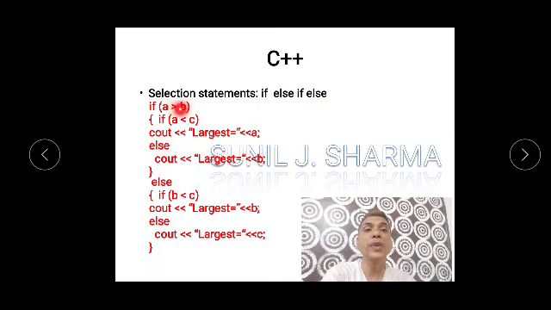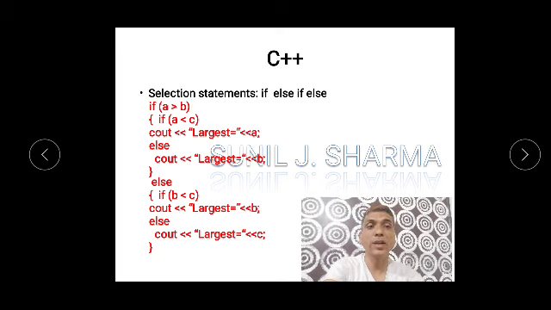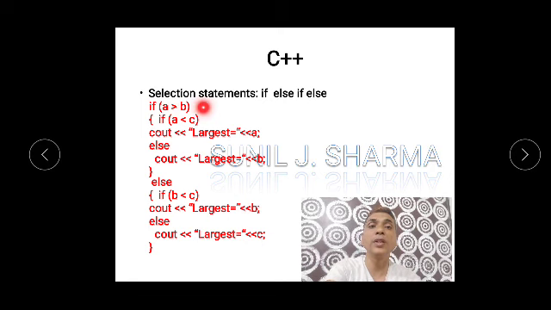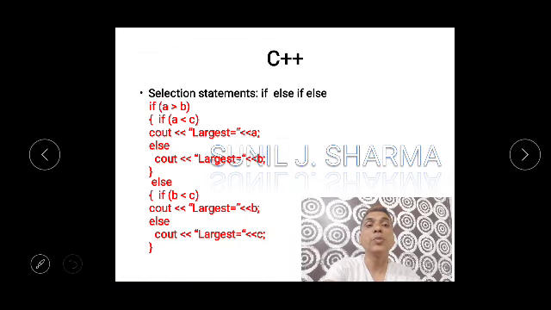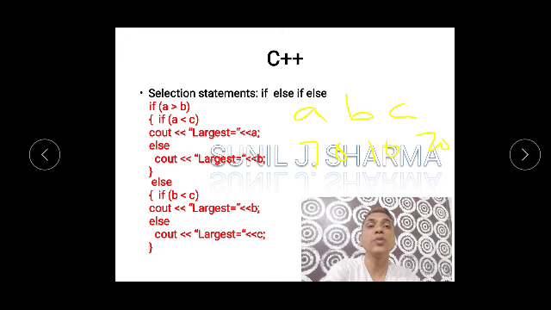Can you see if A is greater than B? Actually, we want to find out the greatest among three numbers. So if A is greater than B, that means among A and B, I'll just give you an example here. Suppose A, B, C. Let's make A the greatest number. Suppose 70, then 10 and 20. In this case, can you see A is greater than B? So it will come here. Then it will also check whether A is greater than C. Yes, can you see 70 is greater than 10 and 70 is also greater than 20. So in this case, A is the largest.